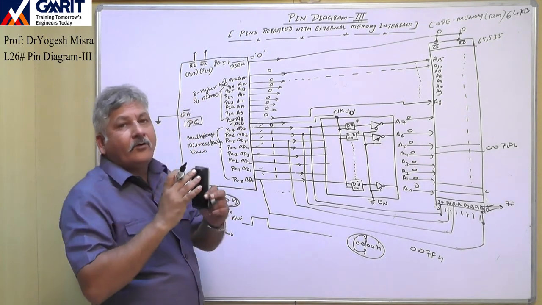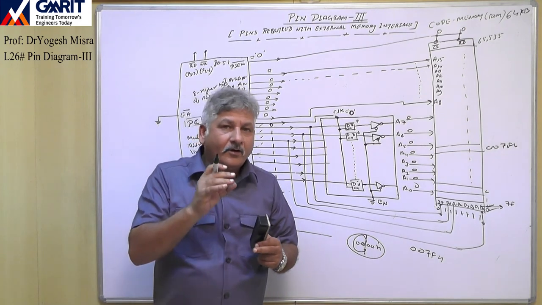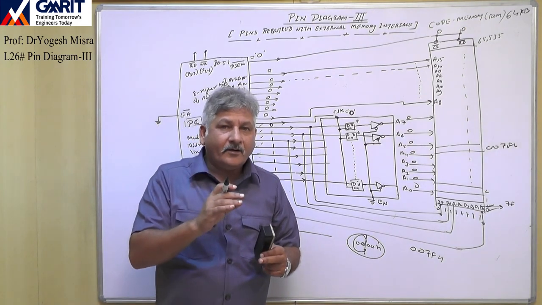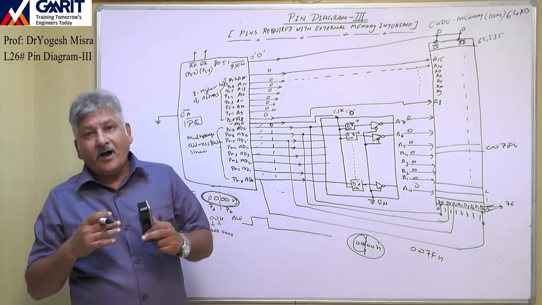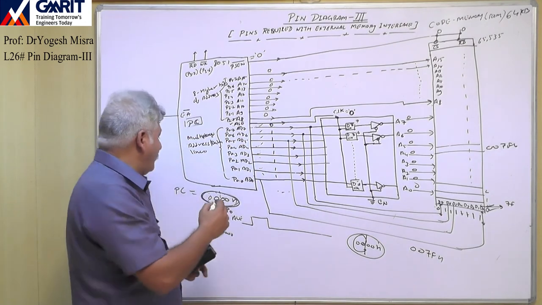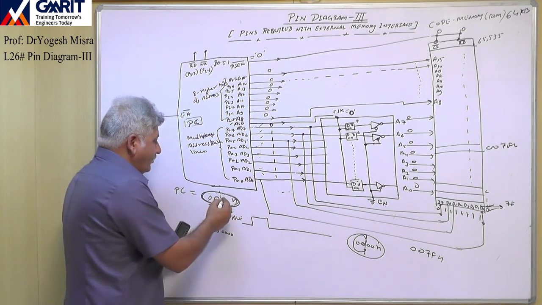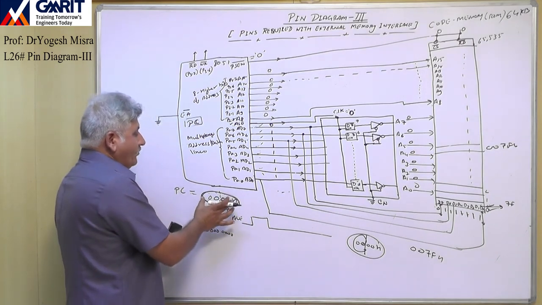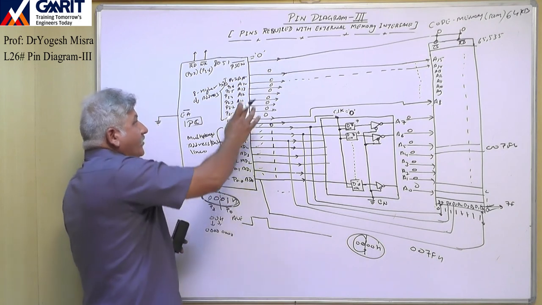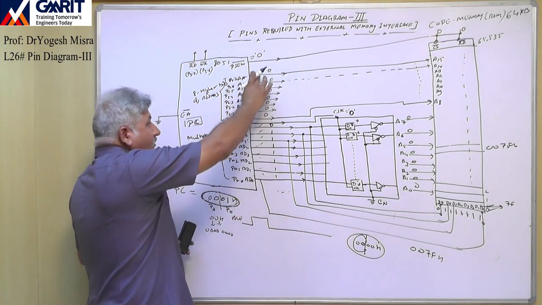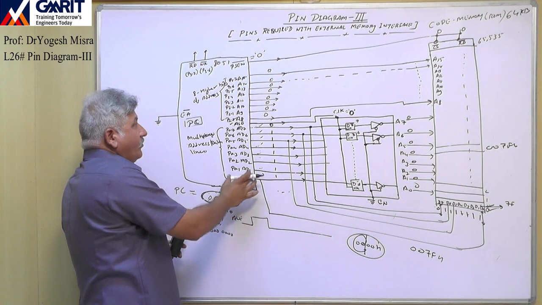It will go to the decoder section. The decoder will decode it, and then the controller will execute it. After the execution, the value of PC will increase by 1, so now it will become 0001. And this is the new address. The new address will be available over port 0 and port 2.